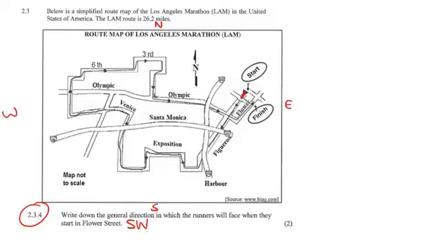Okay? Because you see here they're standing. They would be standing in this direction, facing that way. So south would be there. West would be there. So it's in between the two. So it would be southwest.